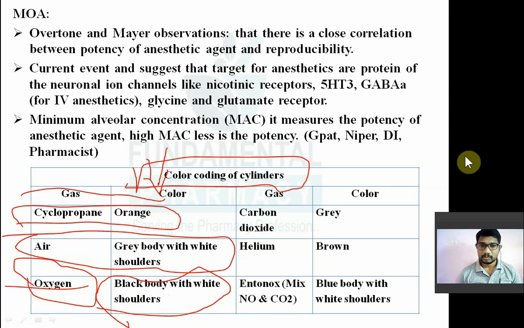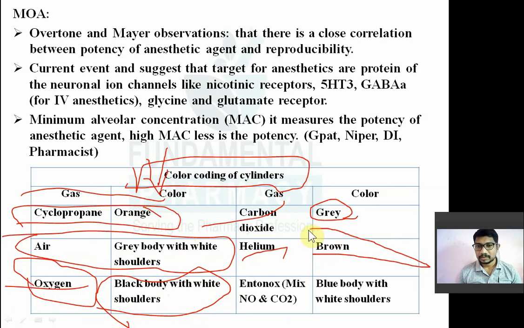Again, for carbon dioxide, not monoxide, a gray color cylinder is used. This cylinder is important. Again, for helium gas, a brown colored cylinder is used. Entonox means a mixture of nitrous oxide and carbon dioxide; it has a blue body with a white shoulder.